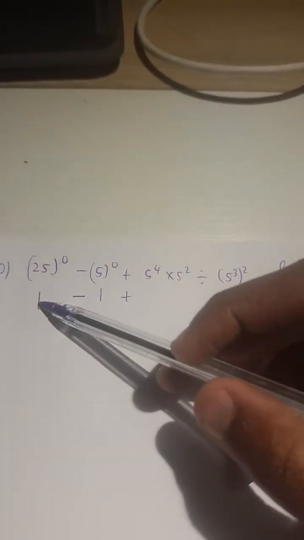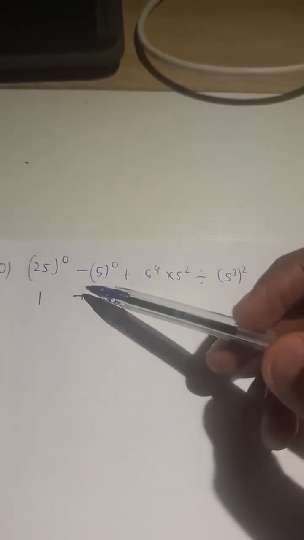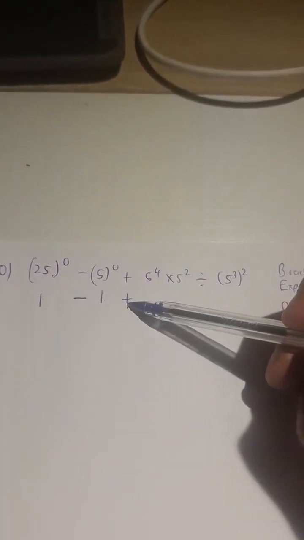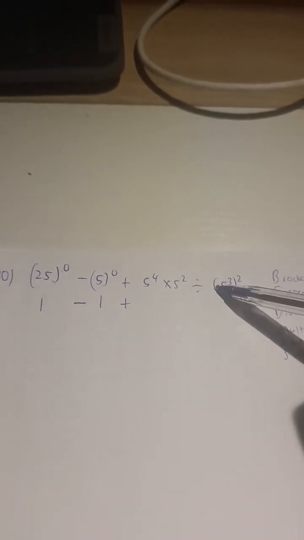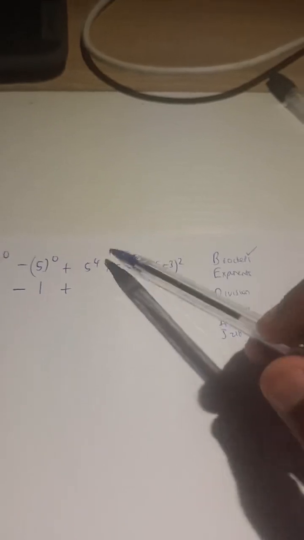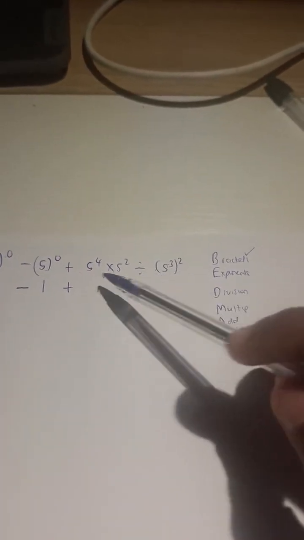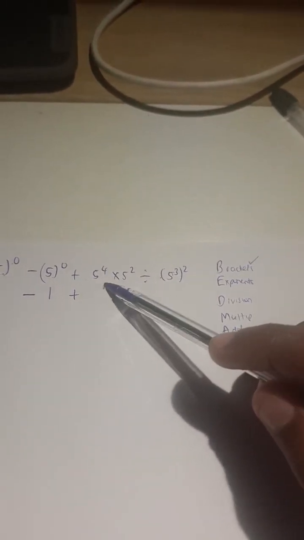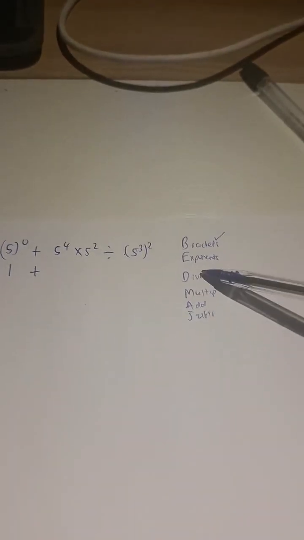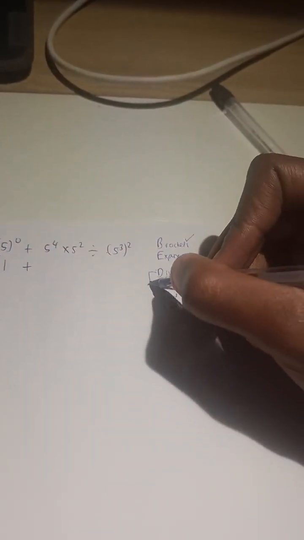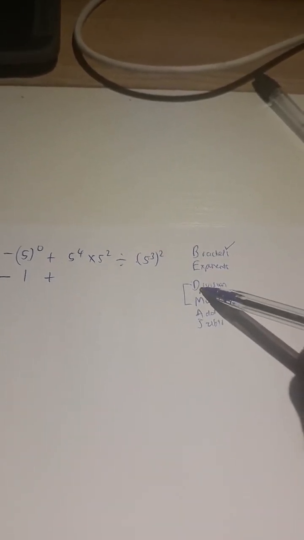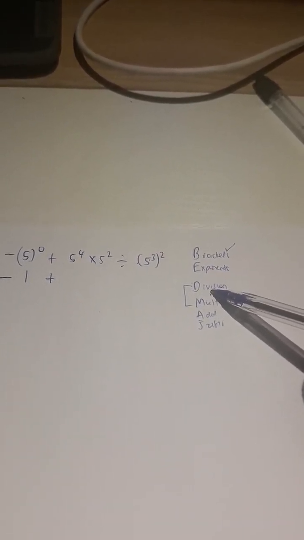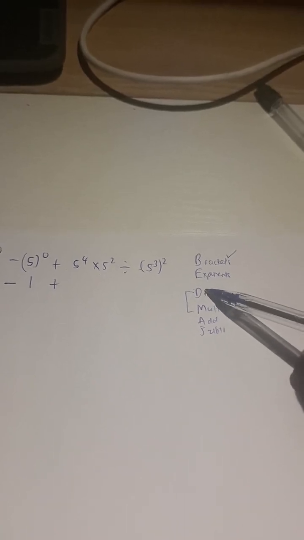Now, these are separate terms. This is 1 minus 1 plus. Now, all of this here, we have multiplication and division. Okay, so since we have multiplication and division, let us apply the laws of exponents here. Okay, guys, with division and multiplication, we can attend to the division, then the multiplication, or vice versa.